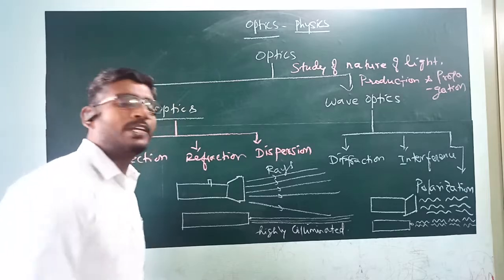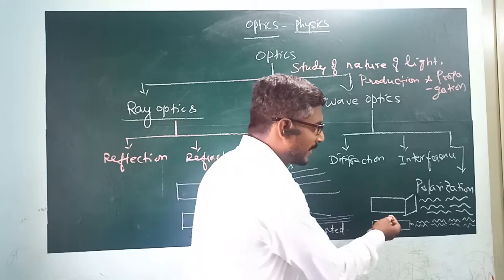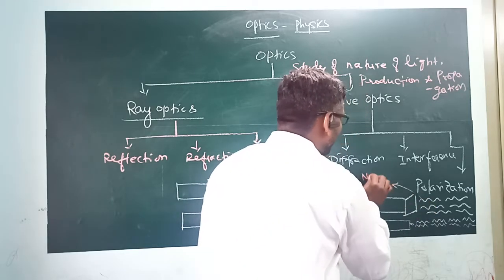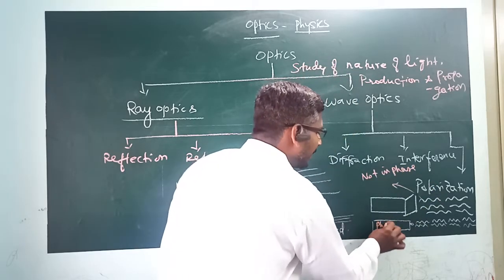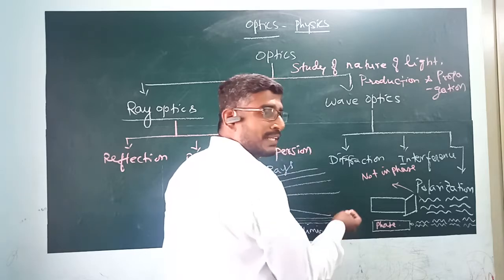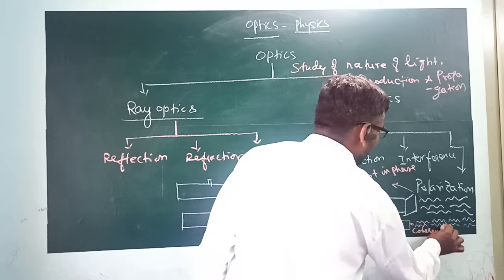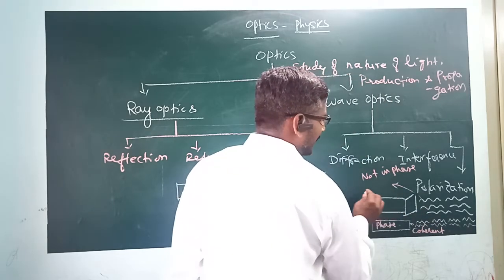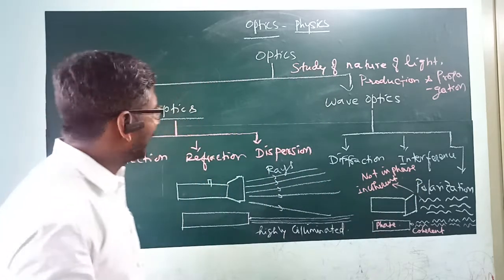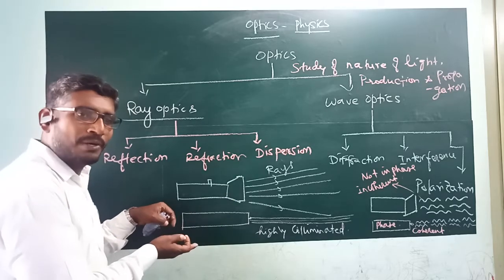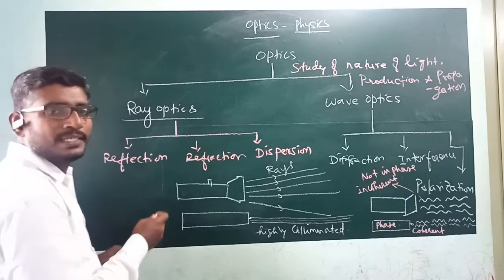The only difference that I can tell you as of now in wave optics is in polarization: the light coming out of this torchlight is not in phase, but the light coming out of this laser light is in phase with each other. Waves which are in phase you call coherent. If they are not in phase, the waves are called incoherent. So this is a basic fundamental by which you classify ray optics and wave optics. By having this beam of rays coming out of the light, you are going to study reflection, refraction and dispersion.